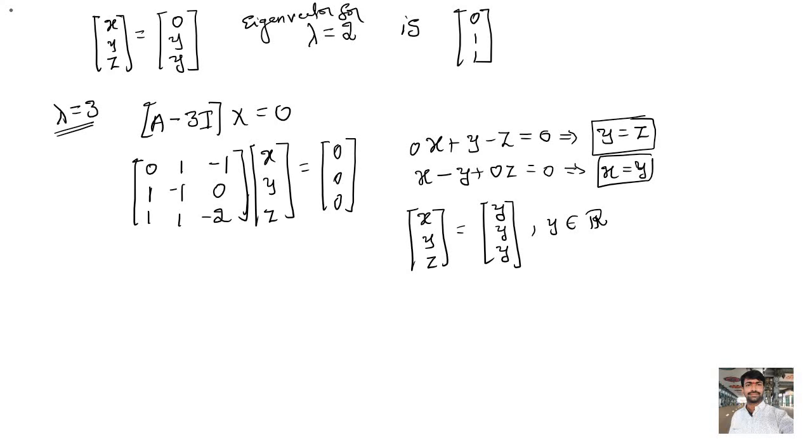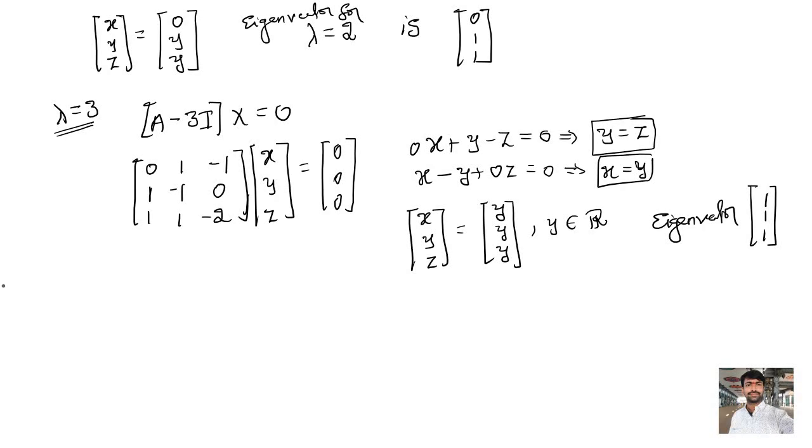So what is the eigenvector corresponding to the eigenvalue lambda equal to 3? Here the eigenvector is, you take any number in place of y. So I am taking 1. So if I take 1, we get 1, 1, 1. Okay. So therefore we got all eigenvalues and all eigenvectors of this matrix.